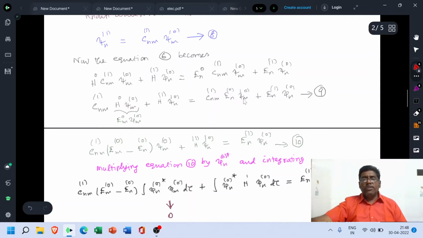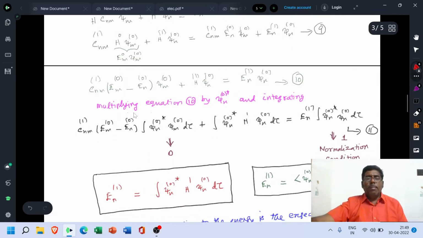Here En0 psi m0 is available. Take the Cnm1 as a common term. Then this is modified as Em0 psi m0. Bring this term to the left hand side, that is taken as minus Cnm1 En0 psi m0. If you take Cnm1 outside, then we can write Em0 minus En0, entire is multiplied by psi m0, plus H1 psi n0, which is equal to this term En1 psi n0.